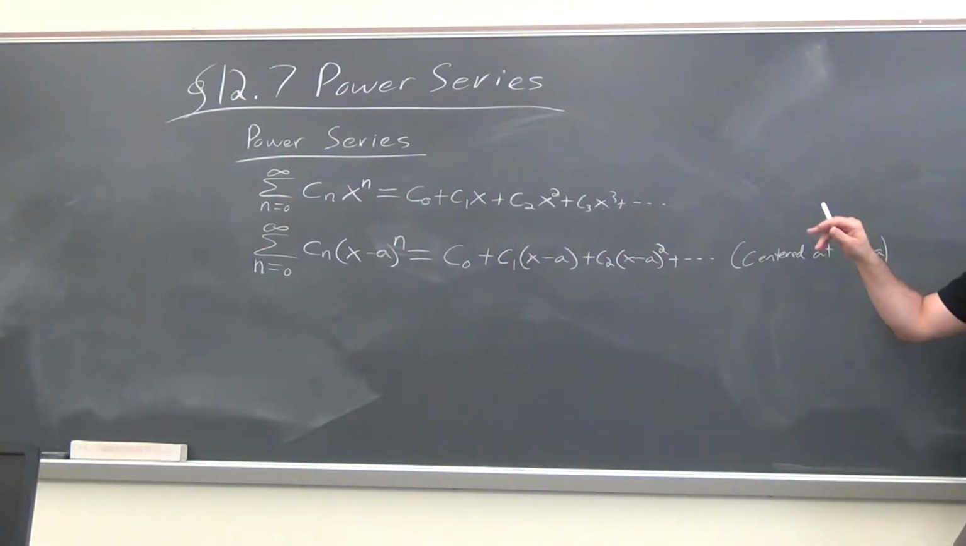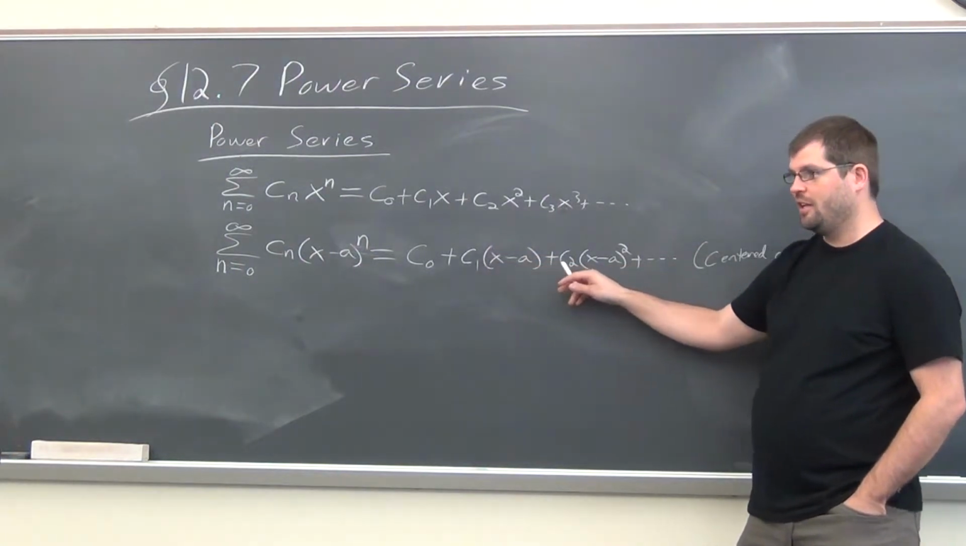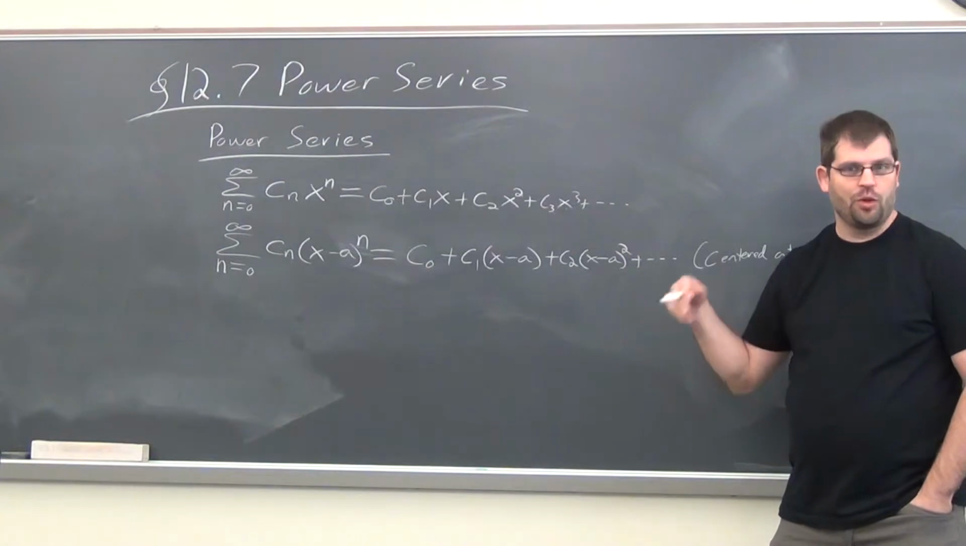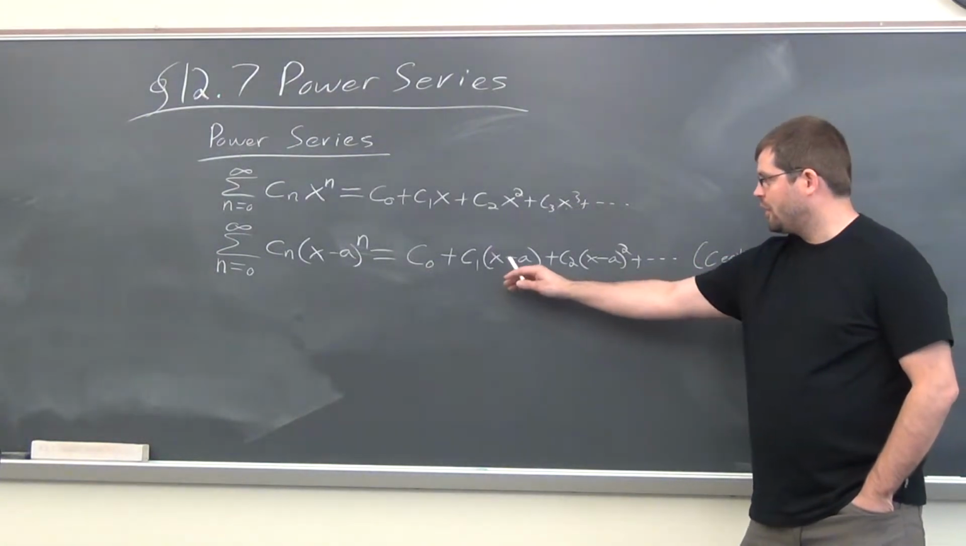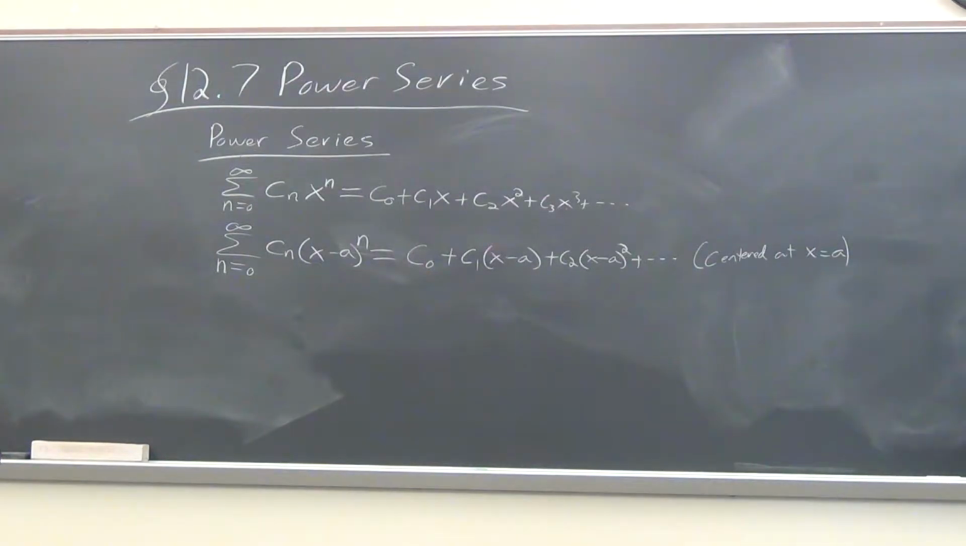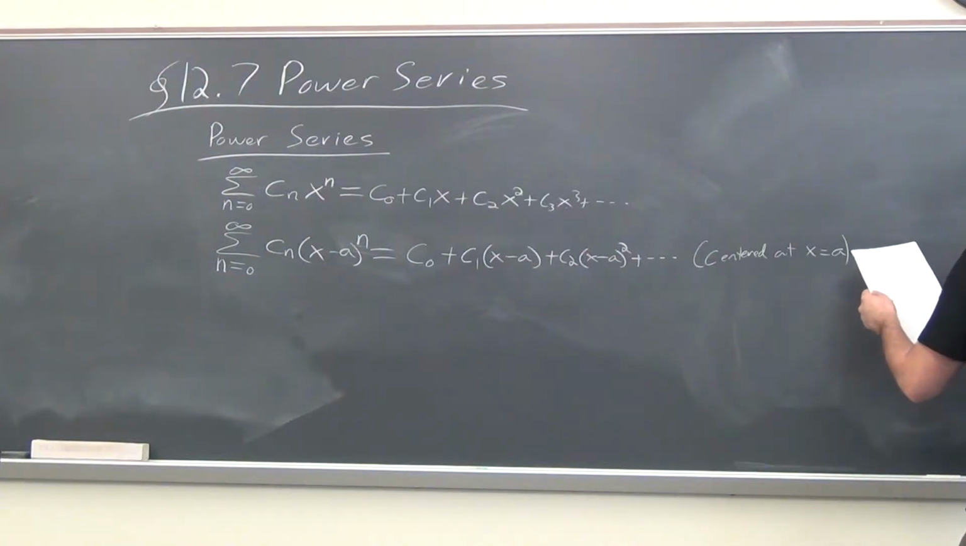For this one, when you plug in 0, you may not get something that's nice, because you get c1 times negative a, c2 times a squared. But when you plug in a, you'll get 0 here, 0 here. So it always will work at a, and then the question is what happens if you leave a and go elsewhere.